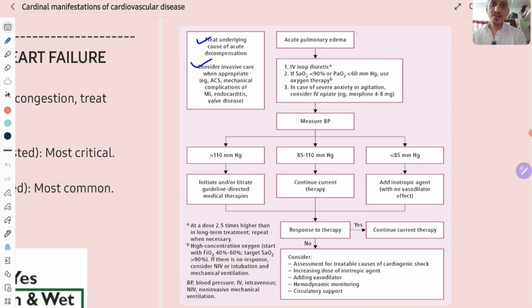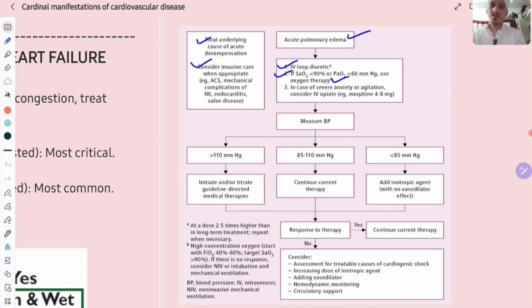When a patient comes with acute pulmonary edema and has congestion, first, you should give an IV loop diuretic. What is the dose? At a dose 2.5 times higher than in long-term treatment. Repeat when necessary. If the saturation is less than 90%, use oxygen therapy, high concentration oxygen. Start with FiO2 of 40 to 60%, that means 0.4 to 0.6, and target an oxygen saturation of more than 90%. If there is no response, consider non-invasive ventilation or intubation and mechanical ventilation.